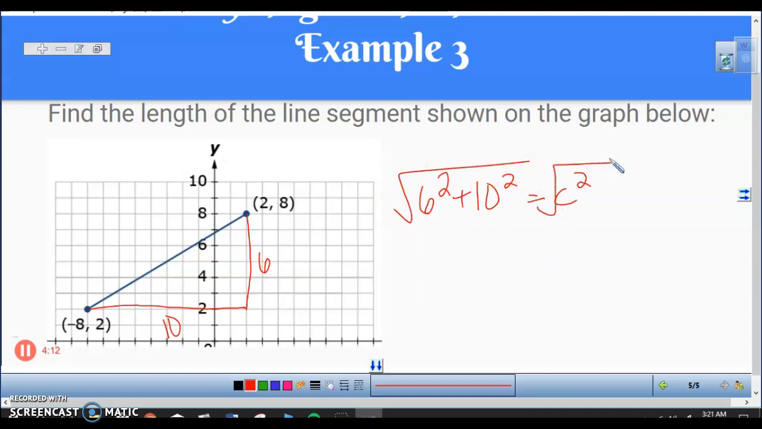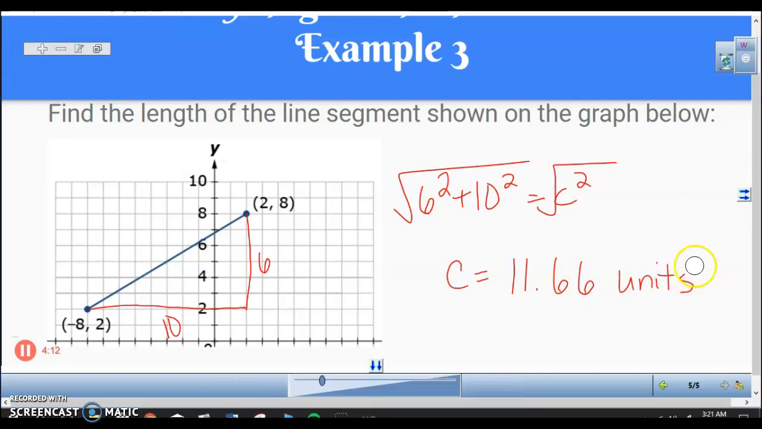So the square root of 136 is about 11.6619. I didn't really tell you how much to round to. So let's say we were rounding to the nearest hundredth. This would be 11.66 units. Remember, since it is an estimation or we're rounding here, I could put approximately 11.66 units.